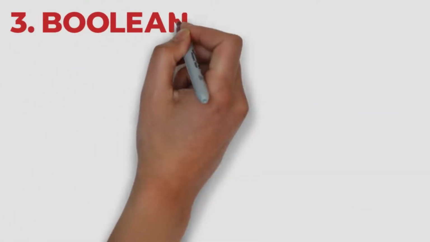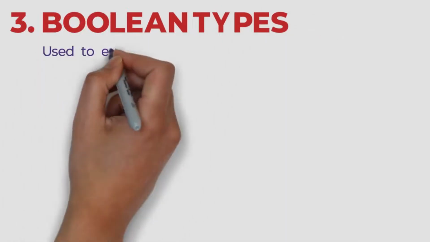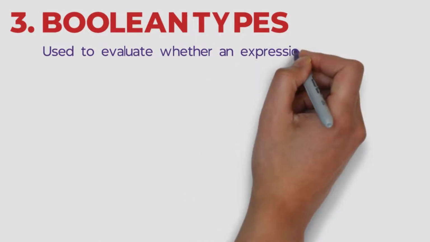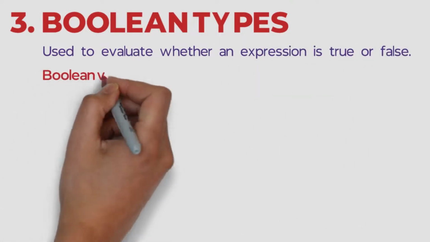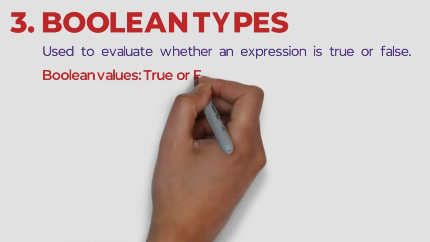Number 3. Boolean types. Boolean types are used to evaluate whether an expression is true or false. It is only made up of two values, true and false.